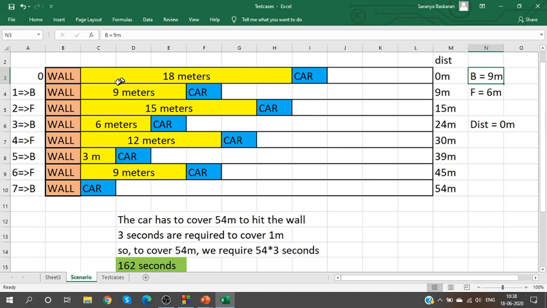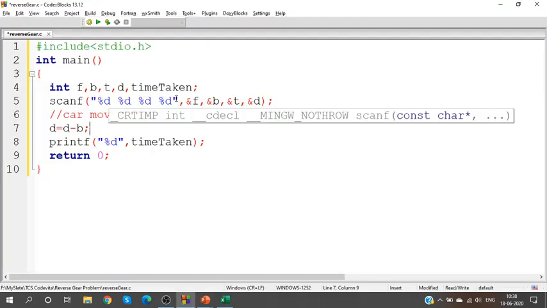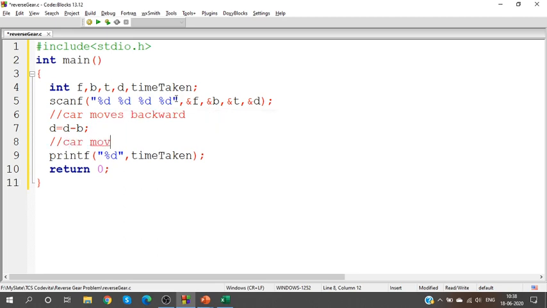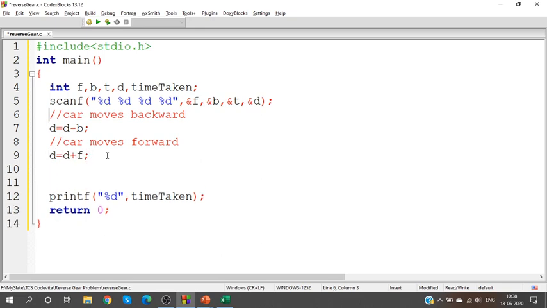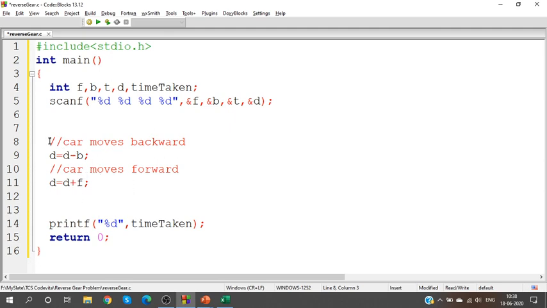What happens after moving in the backward direction? We will move in the forward direction. After moving backward, the car moves forward. So when it moves forward, the distance will increase by f meters. Is it clear? When it moves backward, the distance reduces by b meters. When it moves forward, the distance increases by f meters.